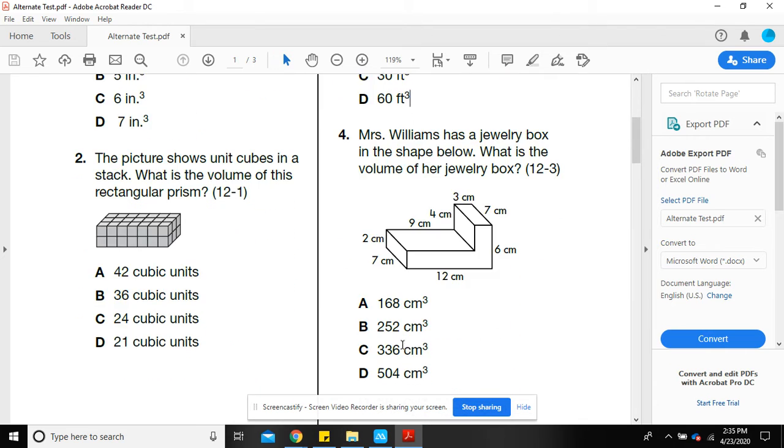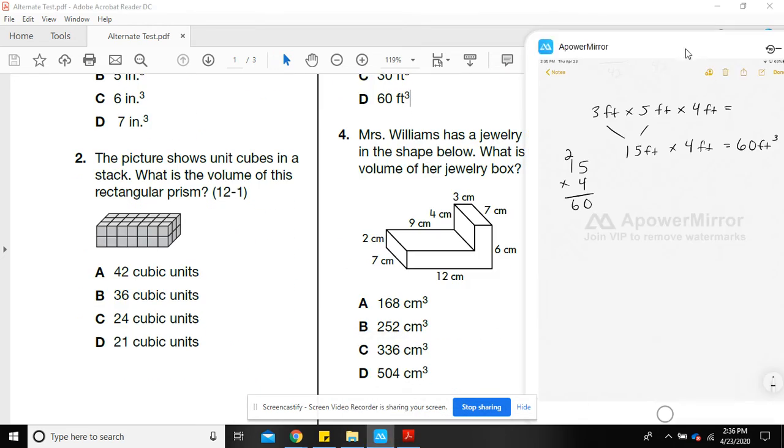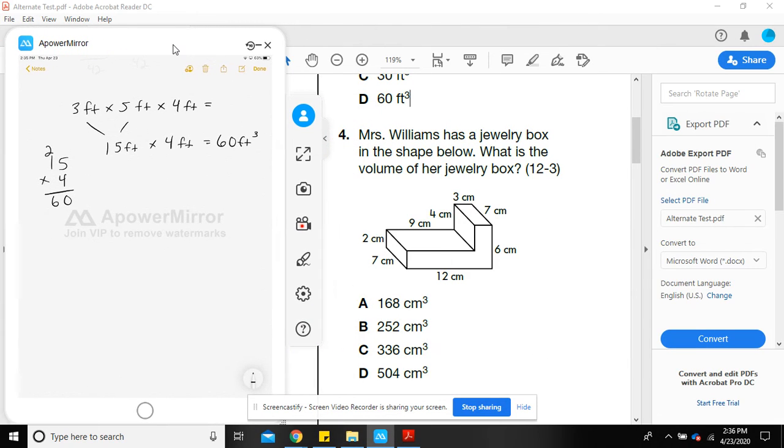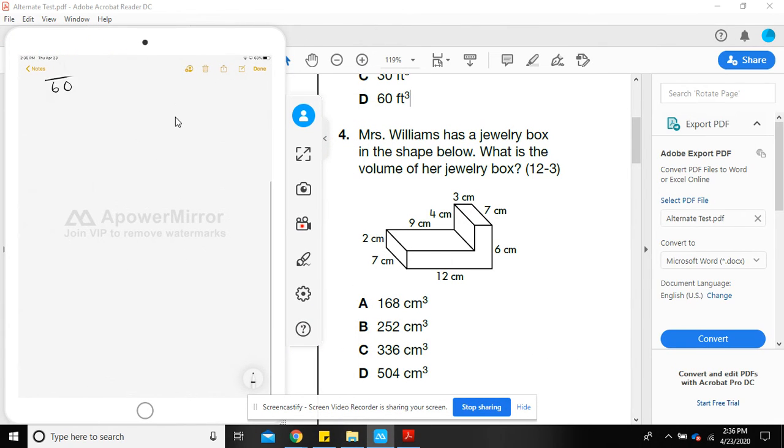Okay, now this one gets even trickier. I'm going to move my whiteboard up to the other side so we can see it a little bit better. Mrs. Williams has a jewelry box in the shape below. What is the volume of her jewelry box? What we need to do when we're looking at pictures like this is break them apart. We need to look at it as if we have 2 different shapes. We can take this bottom shape right here and find the volume of that rectangular prism. And then we can take this shape that sticks out up in the top and find the volume of that rectangular prism. Okay, so we're going to start with that first shape.